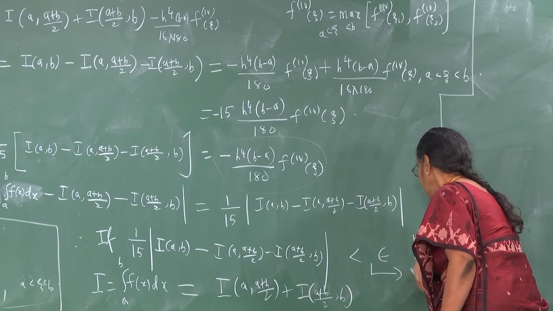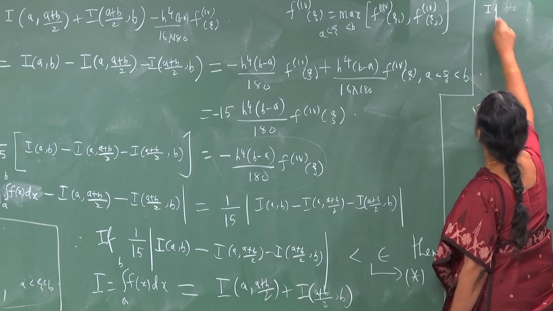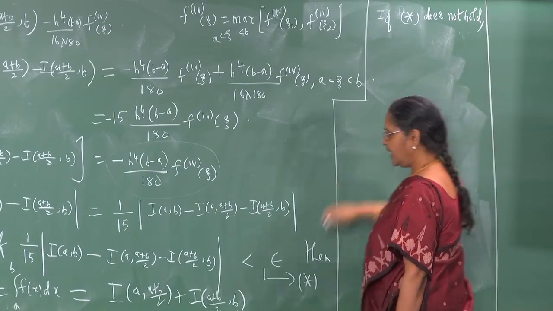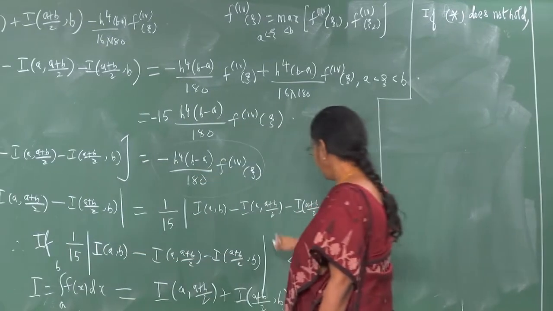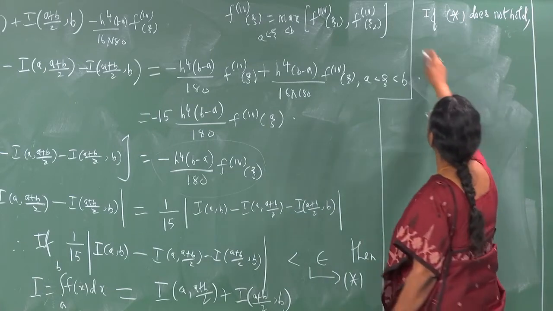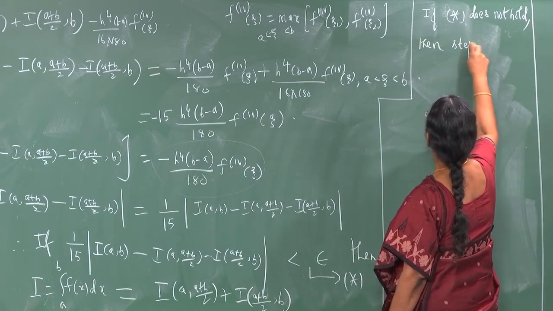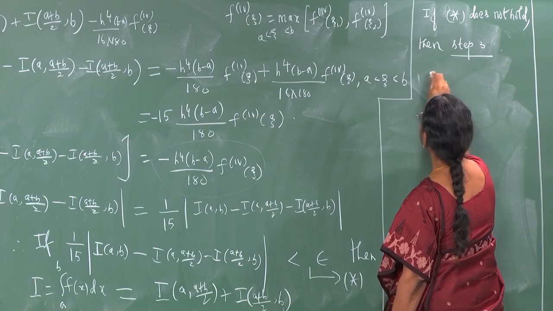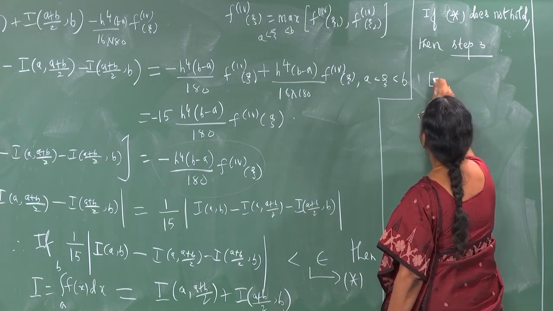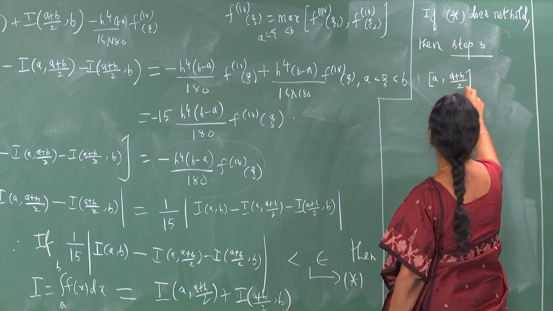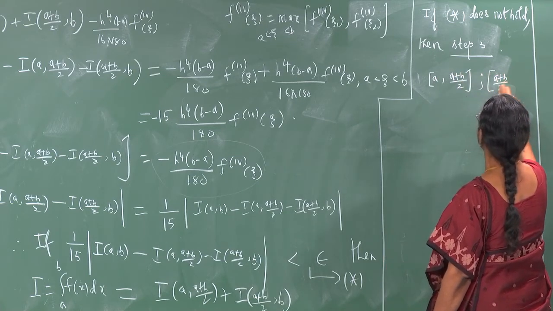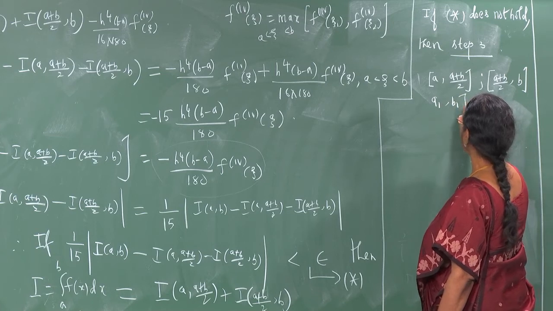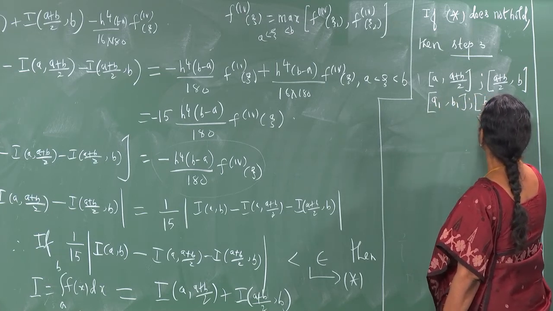Suppose I call this as star. So, if star does not hold, so you observe that in absolute value 1 by 15 of this is not less than epsilon, then what do you do? You perform step 3. What is your step 3? Step 3 is take the interval a to a plus b by 2 and the interval a plus b by 2 to b. Call this as, say, interval a1 b1 and b1 b.